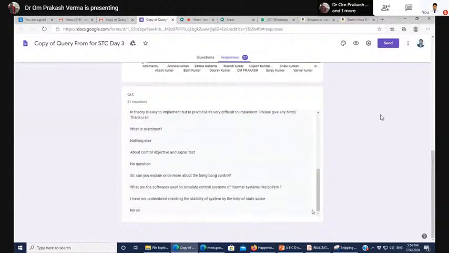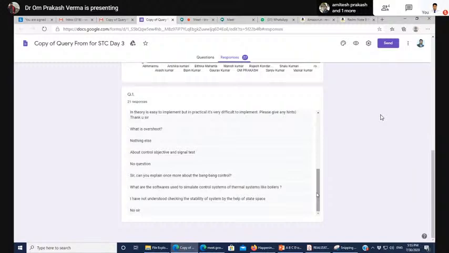Bang control. Can you explain once more about the bang control? Bang control is on-off control, and on-off control is generally designed with the help of the proportional controller. For making the bang controller, we have to make the gain Kc very high. Once you set Kc very high, the bandwidth of the controller is almost zero, and then the proportional controller behaves as a bang controller or on-off controller.